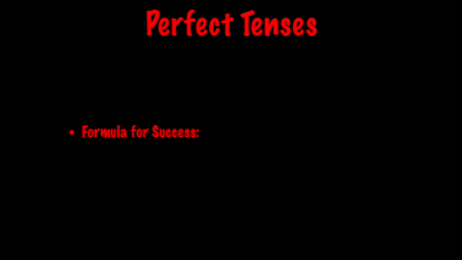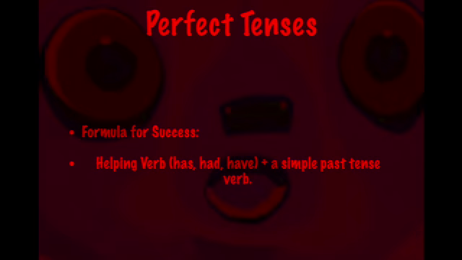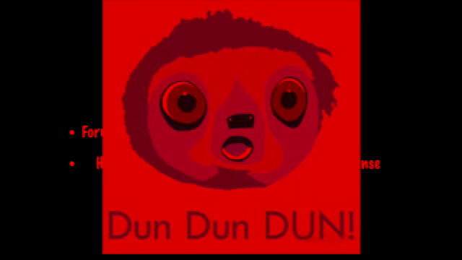There's a formula for success on here, and it should be on your notes page so you can fill it out. The formula for success on creating a perfect tense verb or sentence is having a helping verb, has, had, have, plus using a simple past tense verb, something with ed, or it doesn't necessarily have to use ed, as you'll see by our example. No, told you something was hard. Cue the bad music.